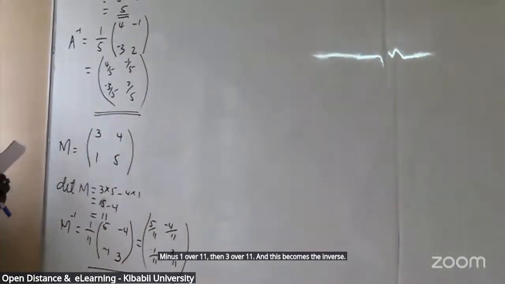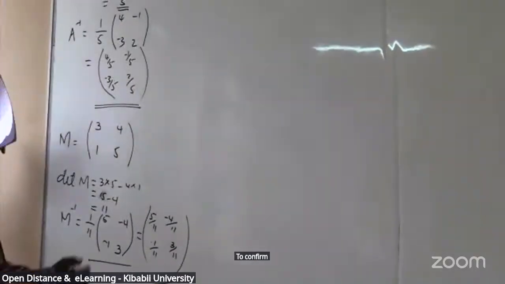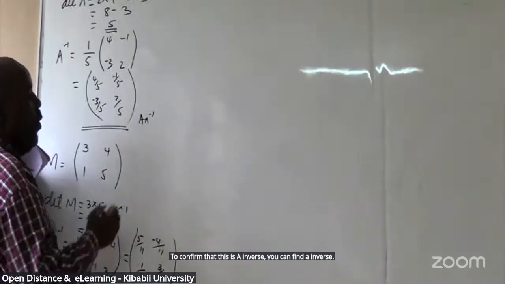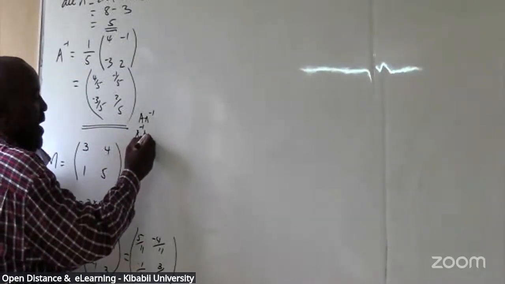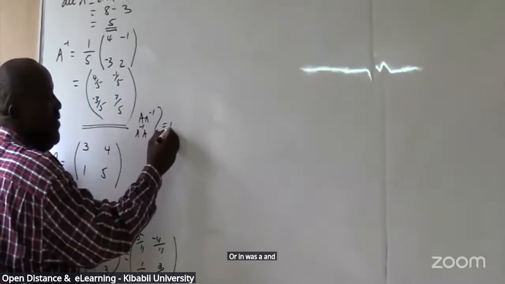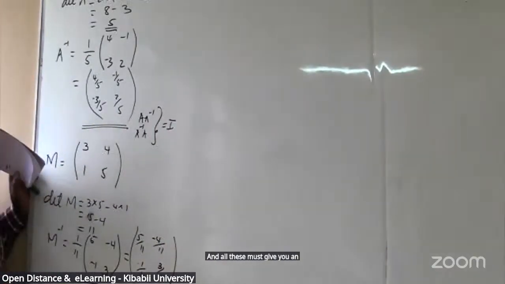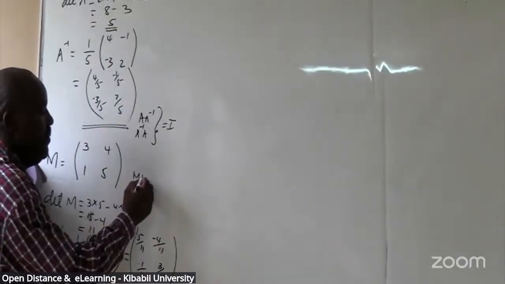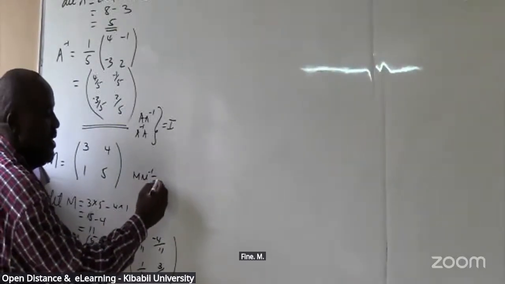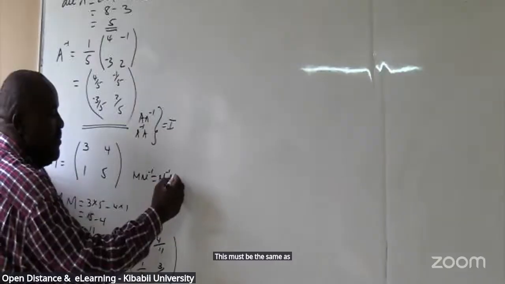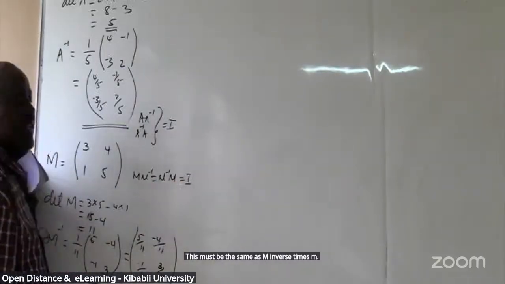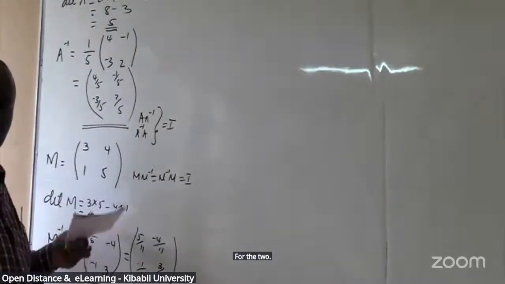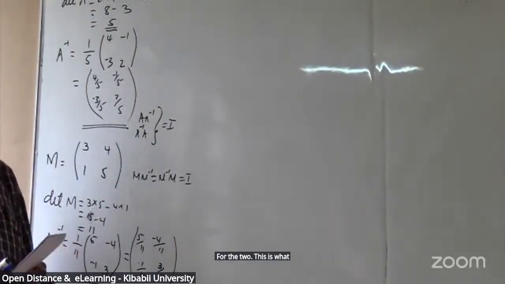To confirm that this is the A inverse, you can find A times A inverse or A inverse times A, and these must give you an identity of order 2. Similarly for matrix M, find M times M inverse. This must be the same as M inverse times M, and that should give you an identity of order 2. This is what we are talking about.